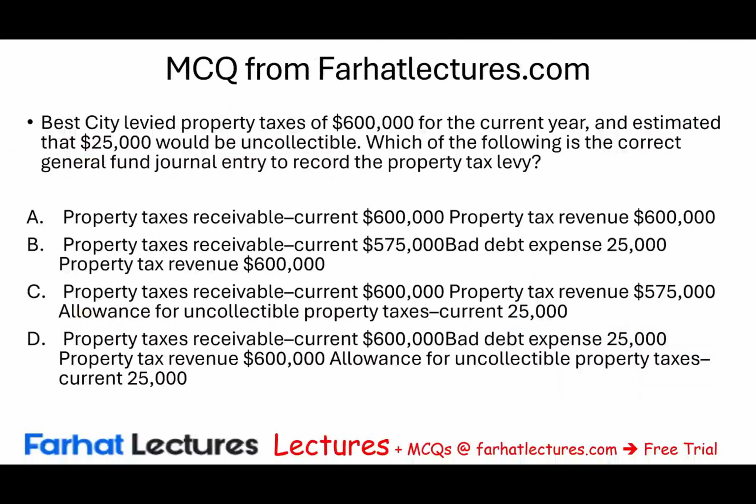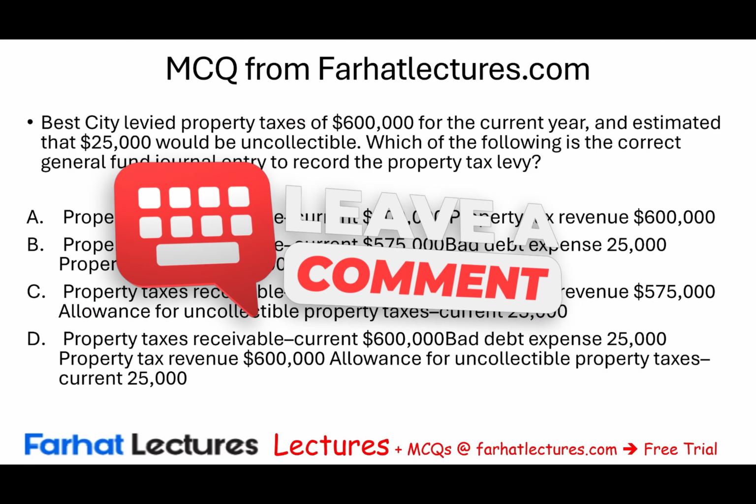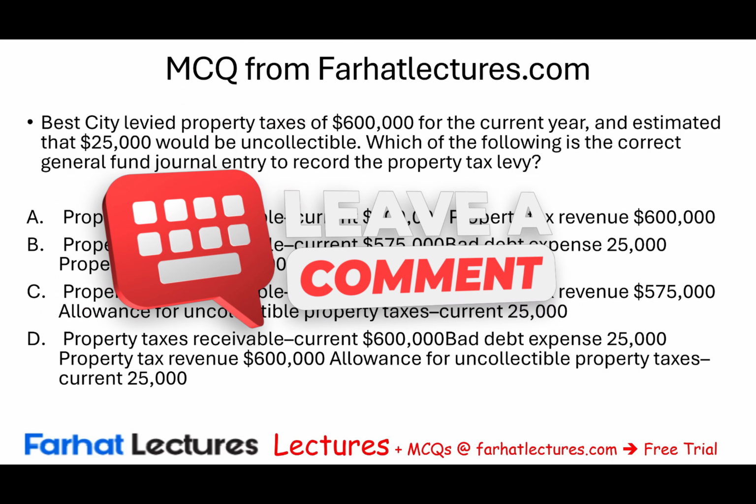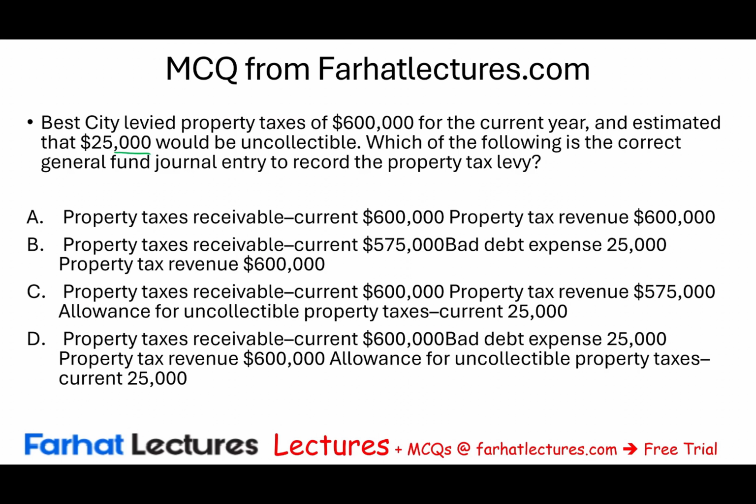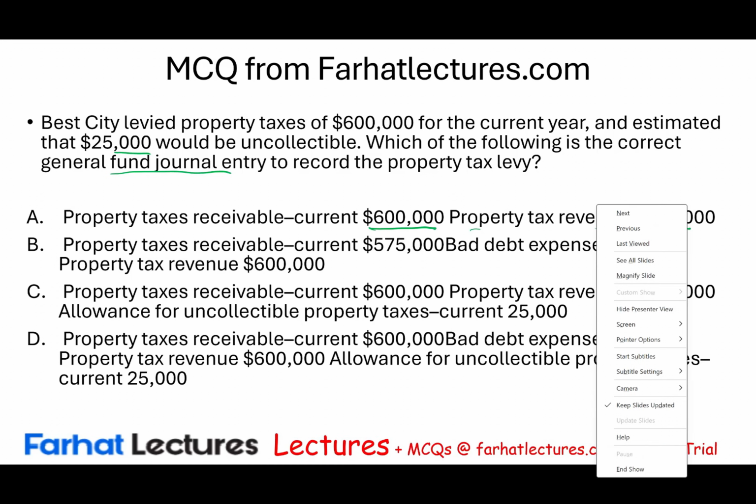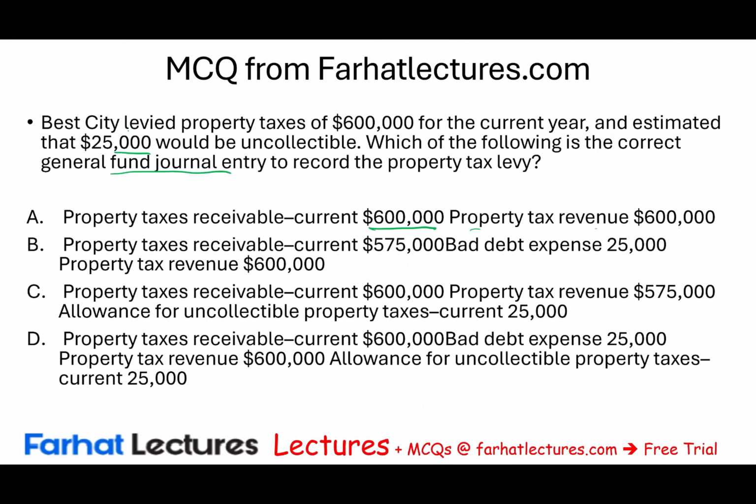Let's take a look at this multiple choice question from farhatlectures.com. Best City levied property taxes of $600,000 for the current year. An estimated 25 will be uncollectible. Which of the following is the correct general fund journal entry to record property taxes levied? So which one is the proper journal entry? Well, is it property taxes receivable current 600,000? Yes, that's part of it, right? We debit that. Property tax revenue 600,000? No. Why not? Because we have uncollectible of 25, therefore A is out.